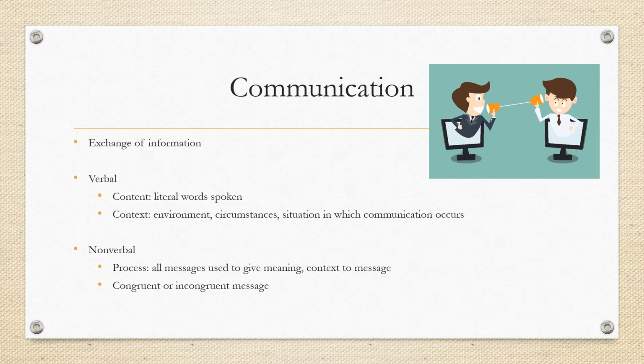Process denotes all nonverbal messages the speaker uses to give meaning and context to the message. It requires the listener to observe the behaviors and sounds and to interpret the speaker's nonverbal behaviors to see if they agree or disagree with the verbal content. Congruent is when the content and process agree. Incongruent is when the content and process disagree. Nonverbal communication gives a more accurate message than the verbal.